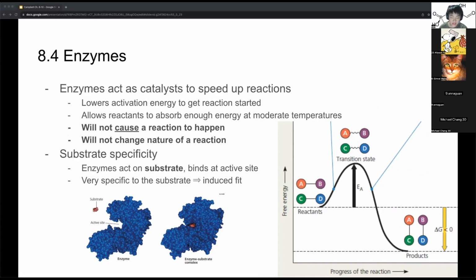Enzymes speed up reaction rates. They lower the activation energy, and that's what they do. They love to test that, so remember it. Enzymes act on a substrate, which binds at an active site. There's an induced fit model, where the enzyme closes onto that substrate.